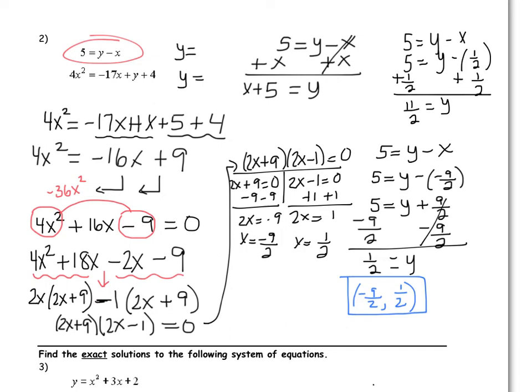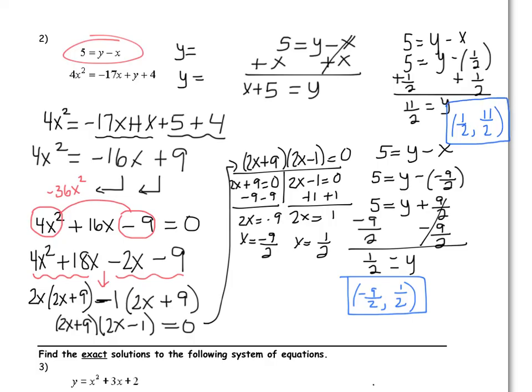And please pause the video at any time. Make sure you're getting the answers that I'm getting. And let's put it all together for a point. So 1/2, comma, 11 over 2. So this other point over here would be 1/2, comma, 11 over 2. And we're done.